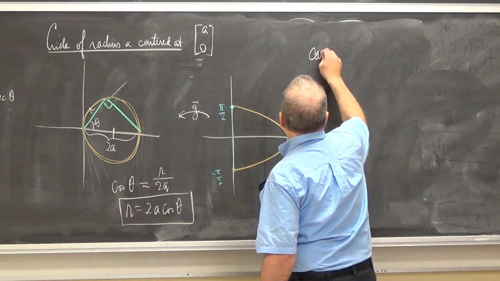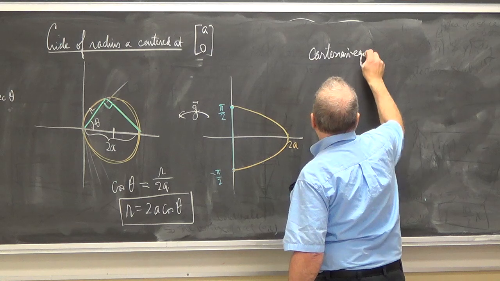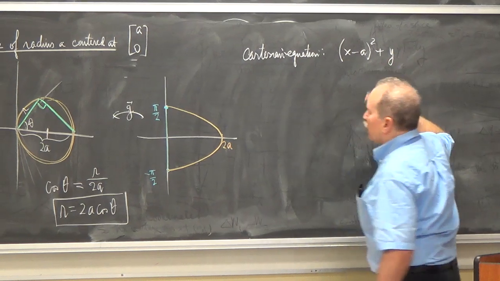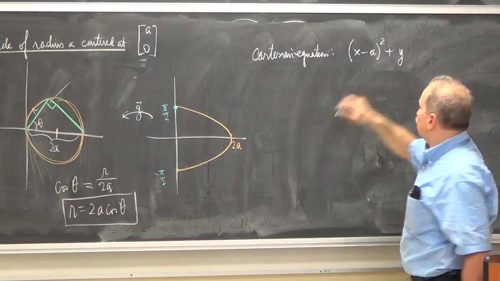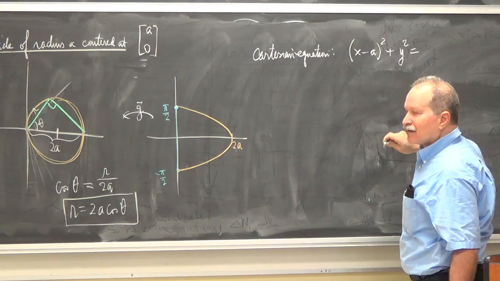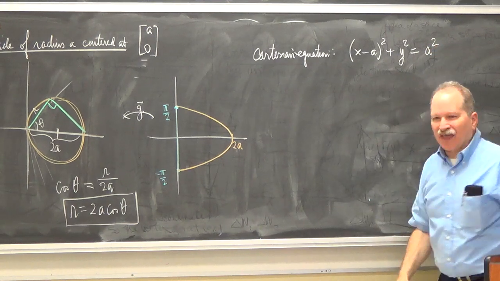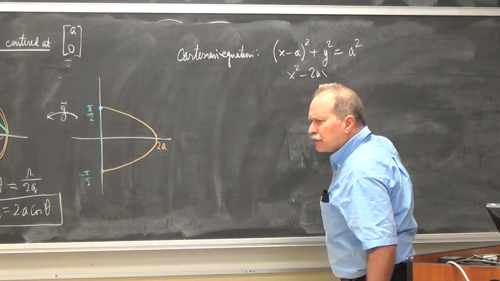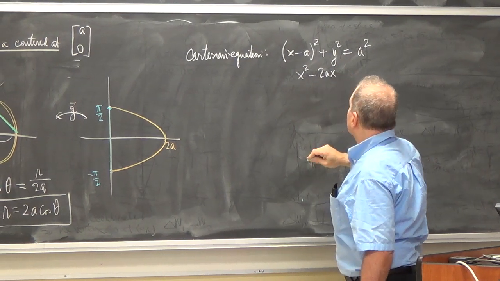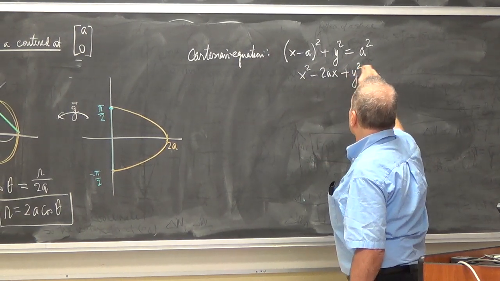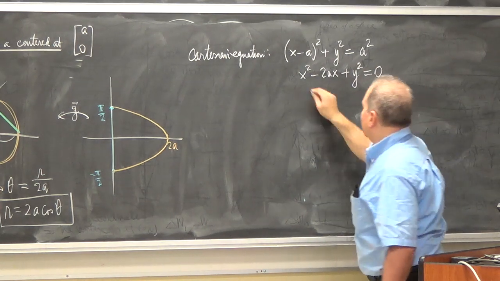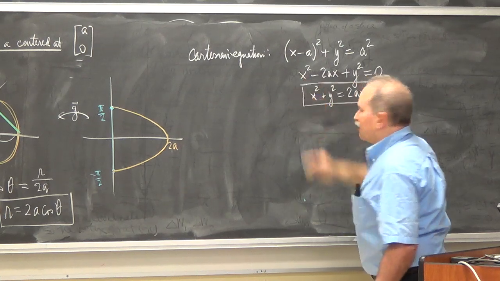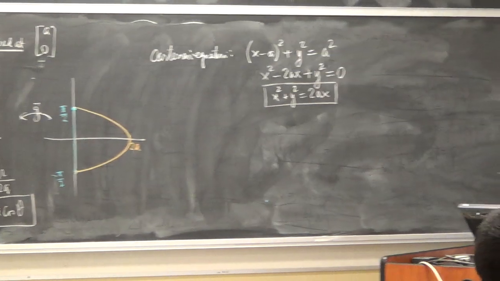What's the Cartesian equation? x minus a squared plus y minus b squared equals r squared. But I'm centered at (a, 0), so x minus a squared plus y squared equals a squared, and the radius is a. Expand that out. What's the equation? x squared minus 2ax plus a squared plus y squared equals a squared. That would be the equation of an off-center circle that passes through the origin.